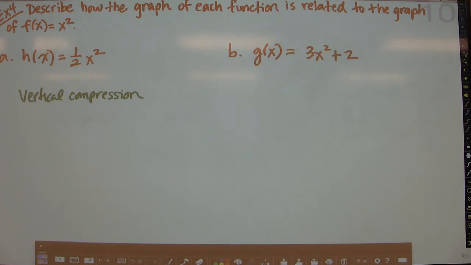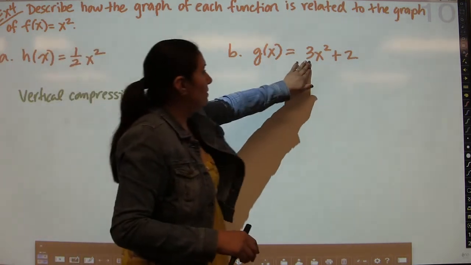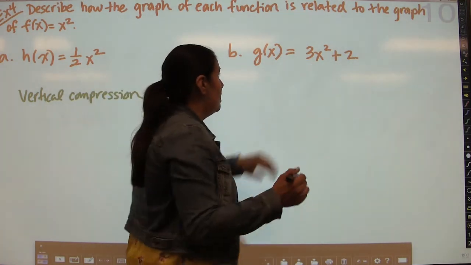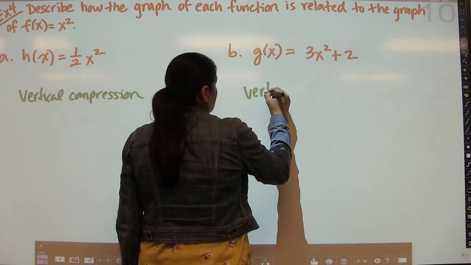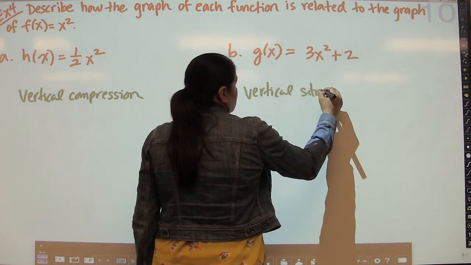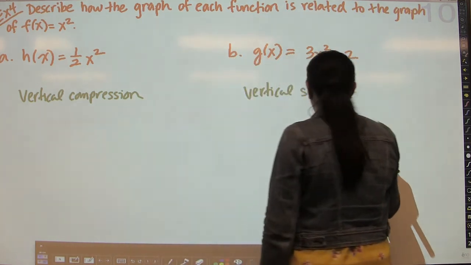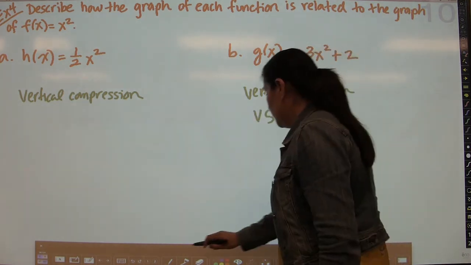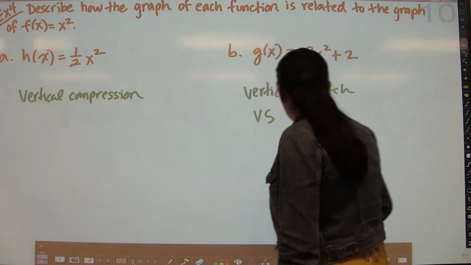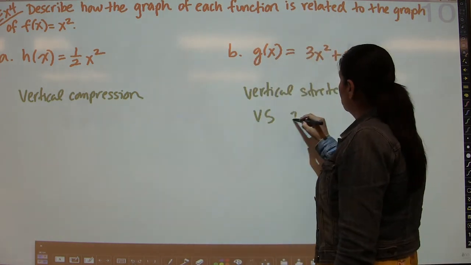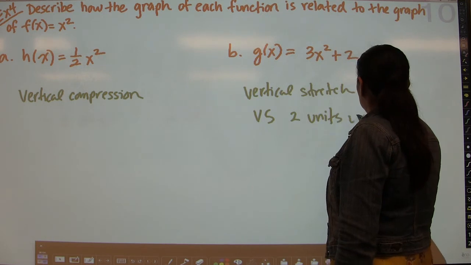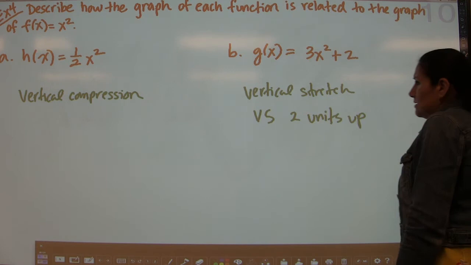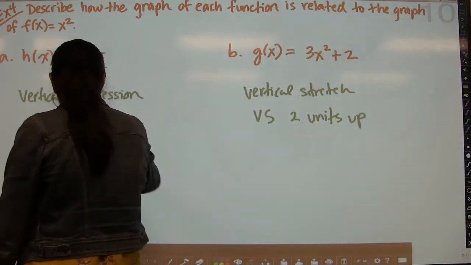In part B, because you have the 3 here, now you have two things going on. In this case, you only had one thing going on. But here you have a 3, which is larger than 1. So that's going to be a vertical stretch. But you're also going to have a vertical shift. All right, because of the +2, a vertical shift 2 units up.